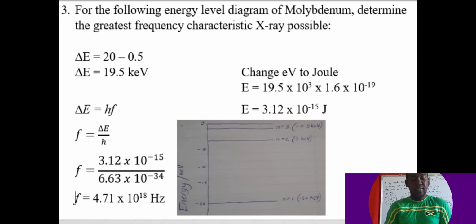So we know that delta E is equal to hf. So we need to find f, so it's delta E over h. So put in delta E, which is 3.12 times 10 to the negative 15, over h, which is Planck's constant, 6.63 times 10 to the negative 34. And we get an answer of 4.71 times 10 to the 18 Hertz.